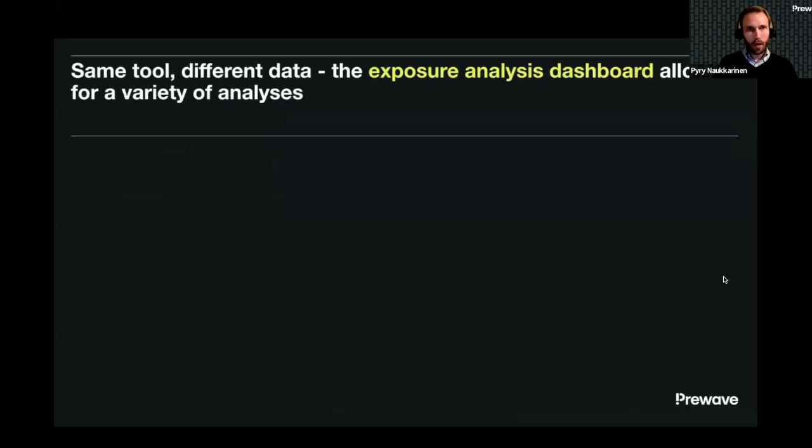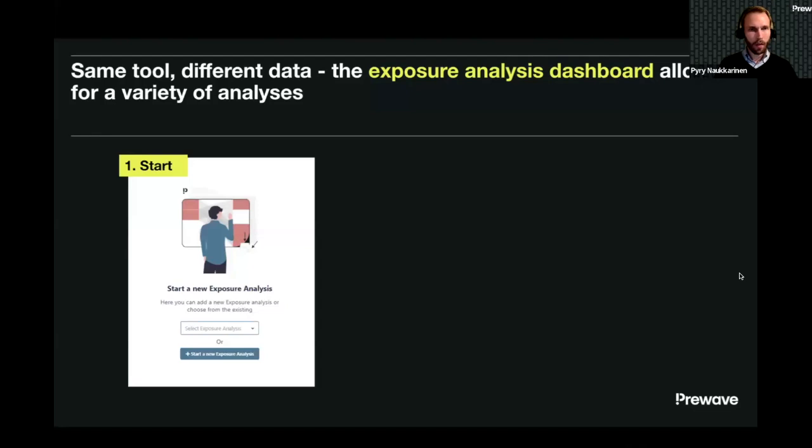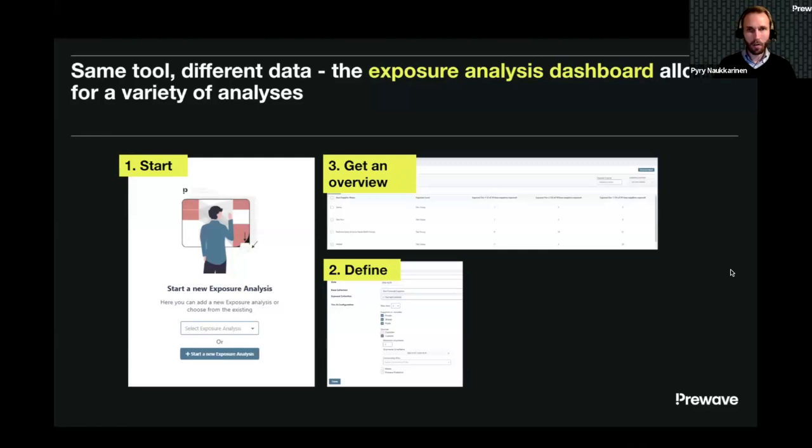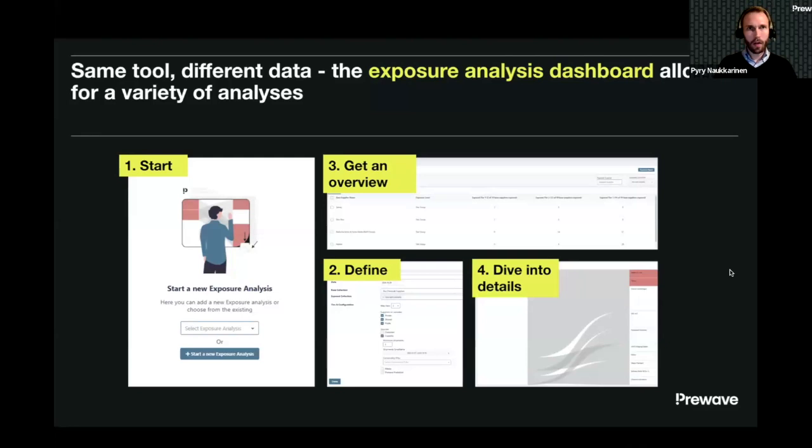How does the tool look in Prewave that we use to do this analysis? I will explain a bit of theory, and then I will jump into the system to show you how it actually looks. Basically, we have a new area in Prewave where you can start an analysis and define your parameters for it. Then you get an overview of the impact on your supply chain in the format of a table. Finally, you can dive into details of each of these tier 1 suppliers to see, for example, when the shipments have taken place and what products exactly have been shipped.